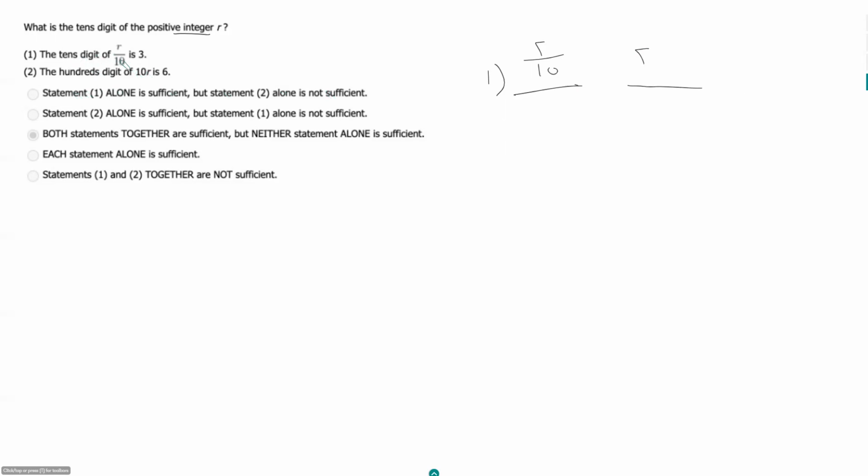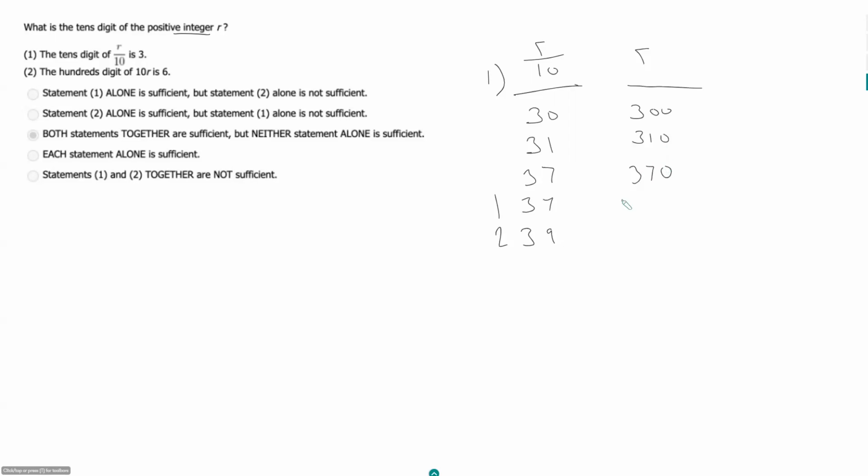So if the tens digit of r over 10 is 3, let's come up with a bunch of things with a tens digit of 3. So 30 and 31, 37, 137, 239. All of these are possible values for r over 10. And so r, based on all of these, could be 300, 310. Note, r has to be a multiple of 10, which makes sense because they're telling us r is divisible by 10, which means r is going to end in a 0.